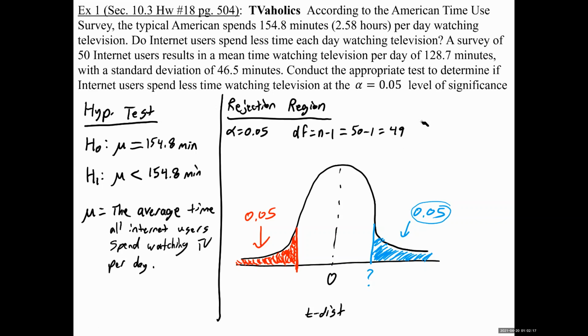Okay, so 49 wasn't there. When it's not there, use the closest one. So we used 50. Okay, and this number here is 1.676. But that's not the number I want. This is the number I want right here. Okay, so the last thing to do is to flip the number back around. You know, the numbers on the right side of 0 are positive. The numbers on the left side of 0 are negative. Okay, and so this number here is going to be negative. Well, what number is it?